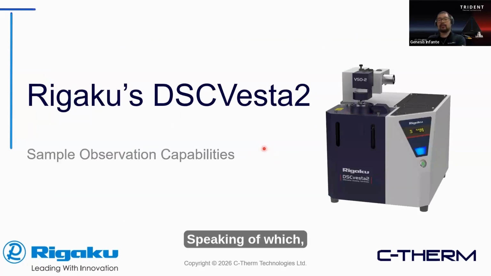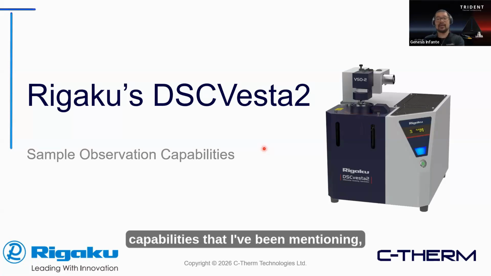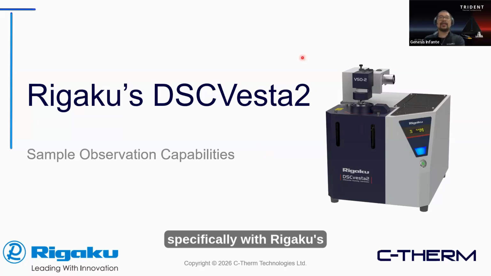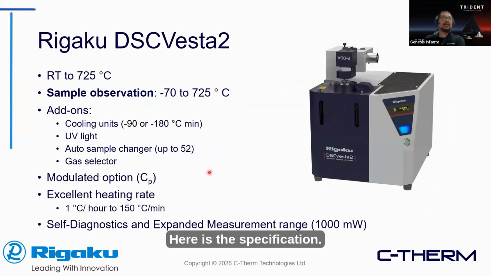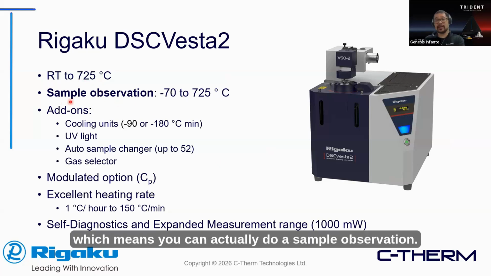So speaking of which, in the final part of this webinar, I'll be showcasing some of that sample observation capability that I've been mentioning, specifically with Rigaku's most current model of DSC, the DSC Vesta 2. Here is the specification. If you're interested, we can do it from room temperature to 725, which means you can actually do sample observation.